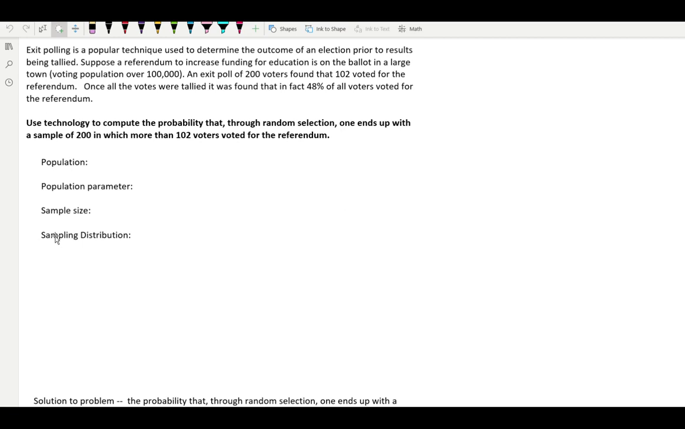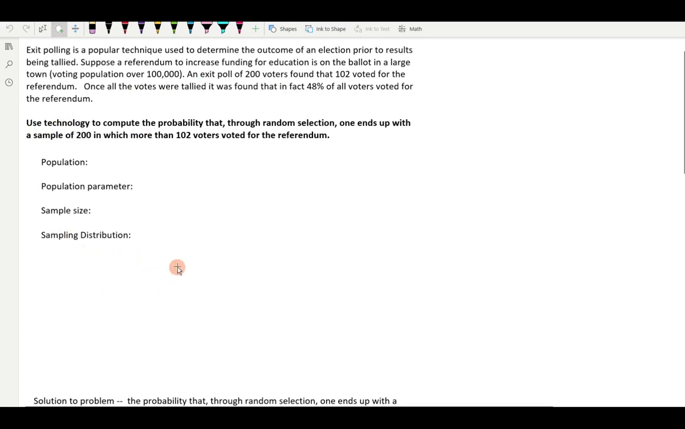We're going to use technology to compute the probability that, through random selection, one ends up with a sample of 200 in which more than 102 voters voted for the referendum. Looking at this exit poll of 200 voters, it seems like it's just a random sample. What is the likelihood that we would end up with this sample, given the fact that, in fact, 48% of all voters voted for the referendum?